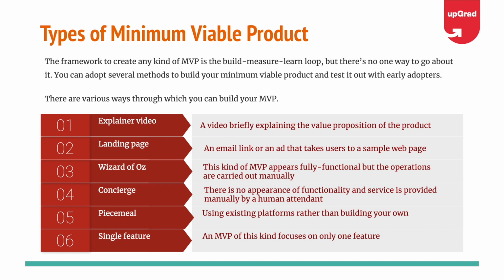So to quickly repeat what I just walked you through, there is the explainer video, landing page, Wizard of Oz, concierge, piecemeal, and single feature. Well, these are some ways in which you can build your MVP. There could be a lot more. Right? These are the popular ones.